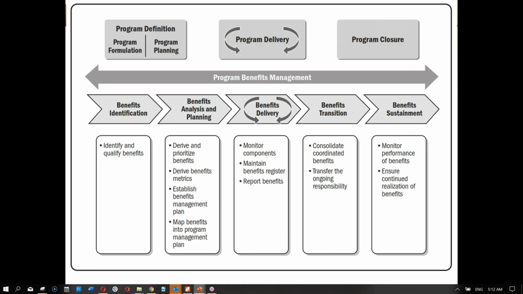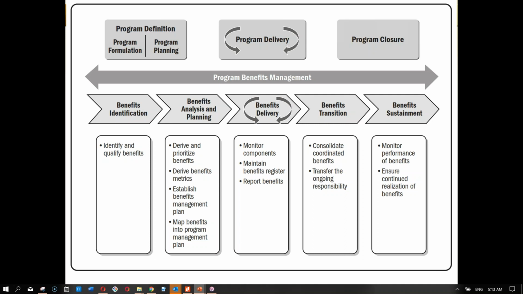So the main job here in benefit delivery is to monitor those components, then maintain the benefit register. The benefit register we had created when we identified the benefits, in the first step, benefit identification. We have jotted down all the benefits in the benefit register, and now we are maintaining that. Which benefits have been delivered, what is the status of each benefit, and updating that status. And if there is any change in the basic definition of any benefit, that will also be updated during benefit delivery. And these are being reported as benefits are delivered.